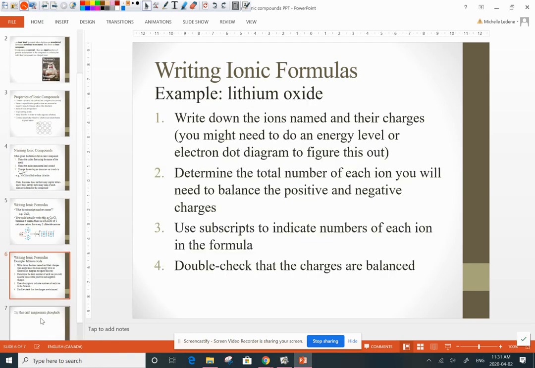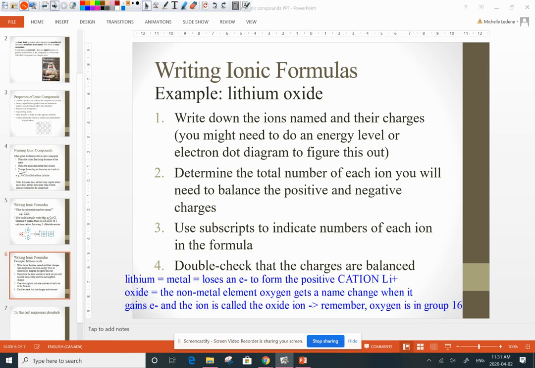Okay, so here's an example. We've got lithium fluoride. That is the name of the ionic compound. Lithium is the metal. It has lost an electron, so we know it's the cation, Li+. So write down what the ions are, and then you are going to put them together. Now, you may have to do an energy level diagram. If you don't remember how to do that, go back to your notes.